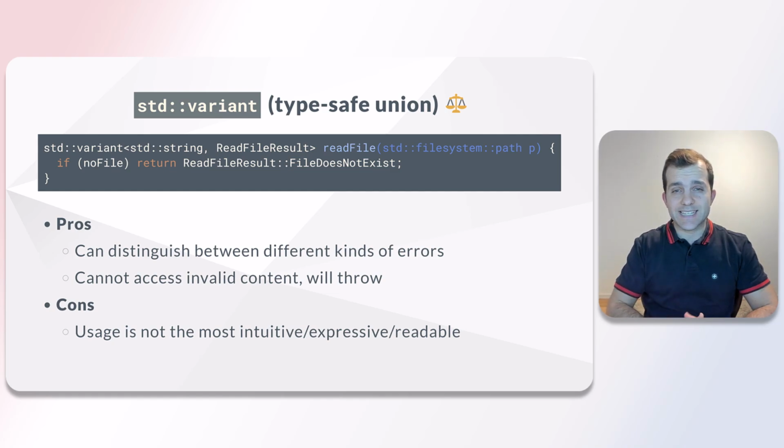Welcome back and let's get into some more interesting stuff. Variant is a C++17 type safe union. What does that mean? It means that it may be one and only one of the types it holds. For example, if there is a variant of a string and an error code, then the variant may hold either a string or an error code.